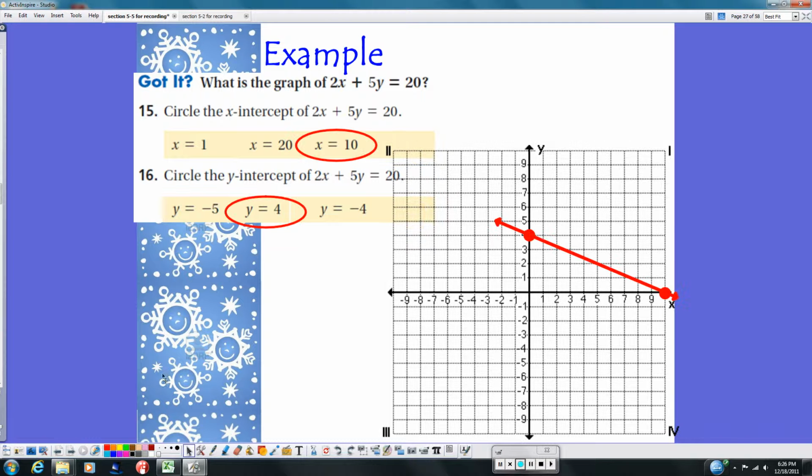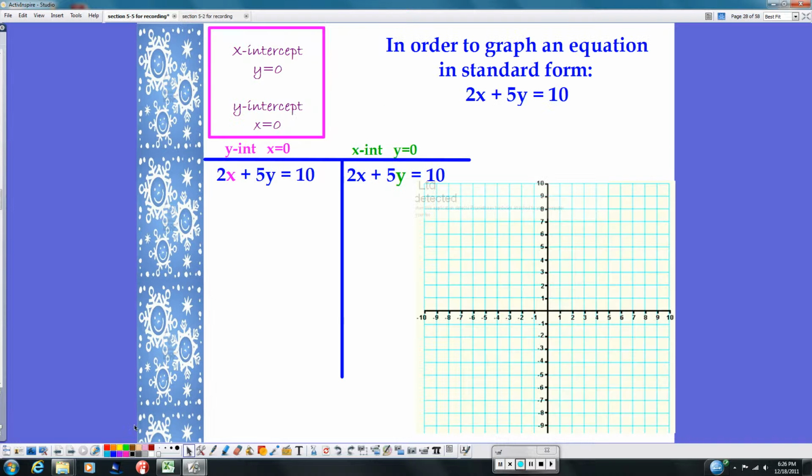So our x-intercept, remember, we're putting a 0 in for y, so 2 times what gives me 20? Well, 2 times 10 gives me 20. Then we have to put the 0 in for x to find the y-intercept, so 5 times what gives me 20? Well, 5 times 4 gives me 20. So I'm going to put a dot on 10 on the x-axis and a dot on 4 on the y-axis and connect my dots.